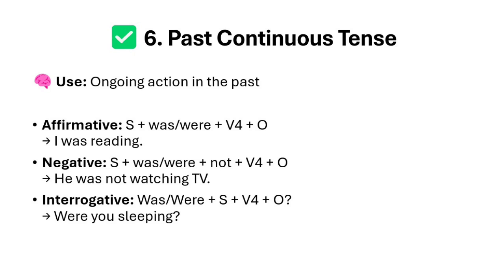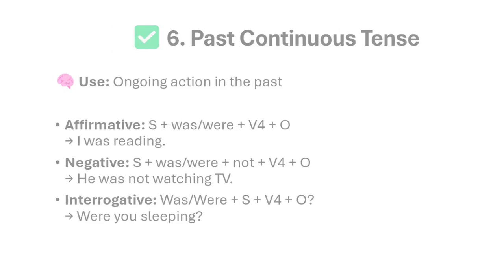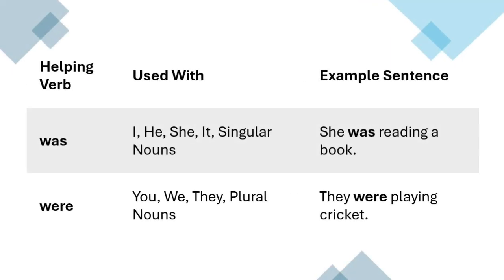Now here there are two helping verbs, was and were. Let's see the difference between these two helping verbs. Now see in this table, was is used with I, he, she, it and singular nouns. Example, she was reading a book. Now see the second helping verb, were. It is used with you, we, they and plural nouns. Example, they were playing cricket. Here you got to know when to use and how to use past continuous tense.